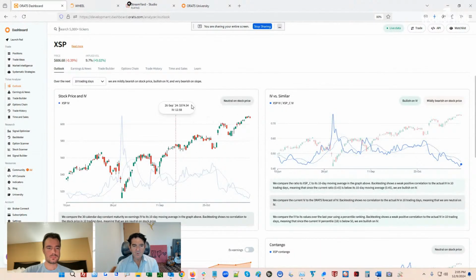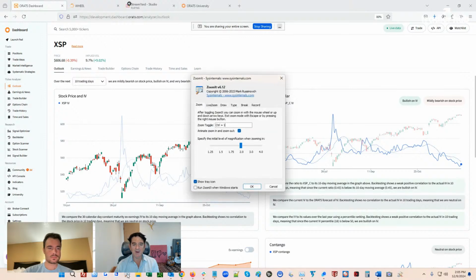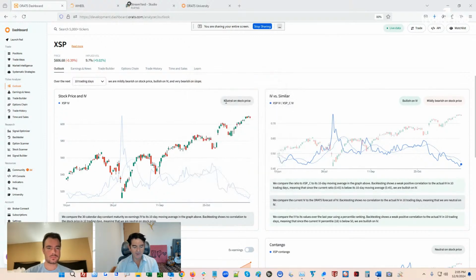So one of the things that I like to look for in the Outlook tab is where is implied volatility versus, let me turn on my drawing tool. The market has been basically going straight up since vol was high here, came down a bit, and now it's coming down again. But it looks like it might be shifting up. I don't know. Is this going up now?